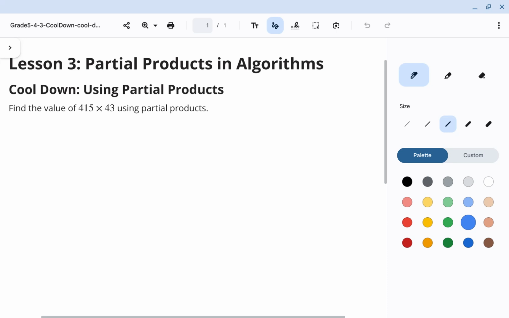Good morning, mathematicians. We are looking at lesson 3 for unit 4. Today we've learned about partial products and how we can use that to multiply whole numbers. So today we are going to be finding 415 times 43, and we're going to find this specifically with partial products.